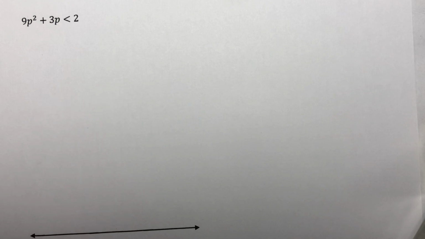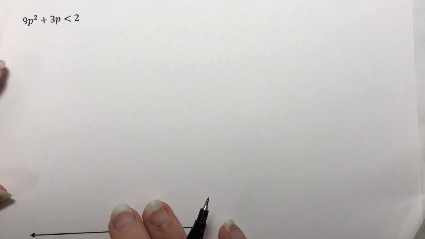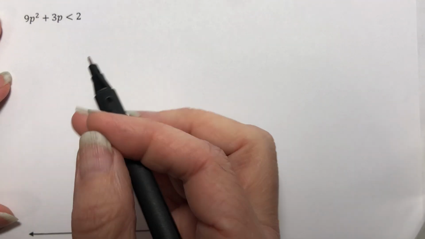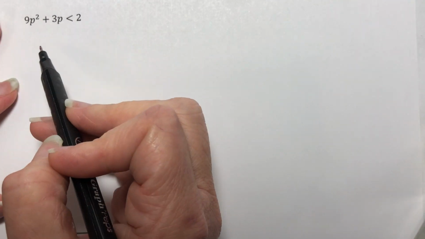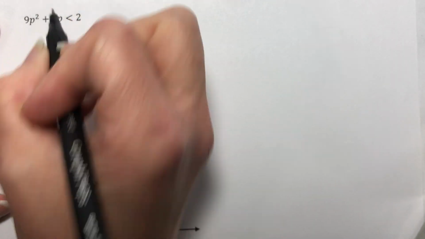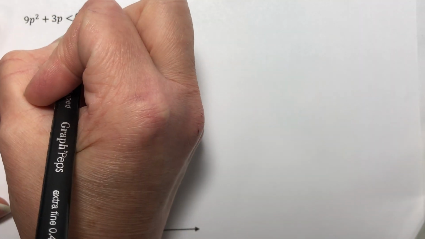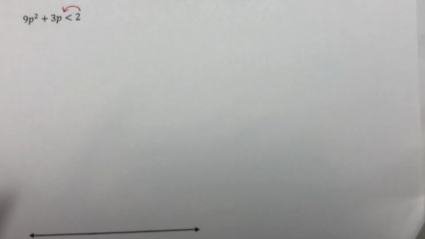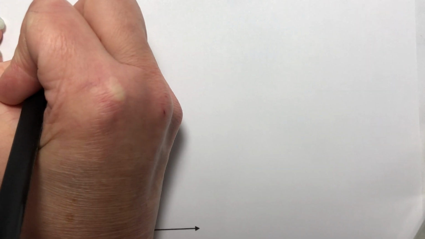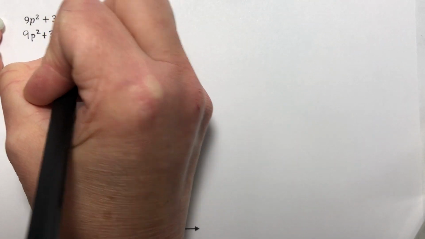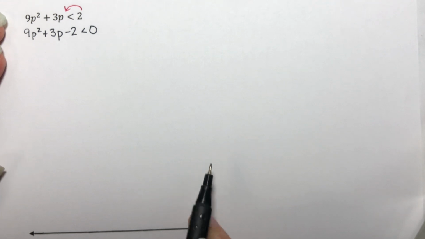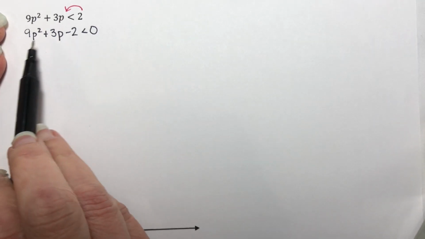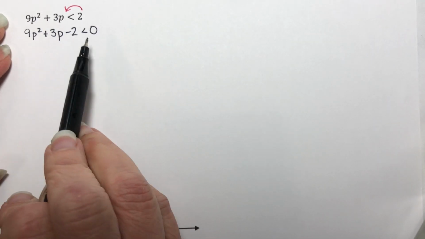This is part 2 of section 9.7, solving quadratic inequalities. The first thing we need to do is we need to have a 0. And we're going to end up needing to factor, so you want this p squared to be positive. So I'm going to subtract 2 from both sides and get 9p squared plus 3p minus 2 is less than 0. Okay? Now, once you have it like this, then we need to factor this as much as possible.